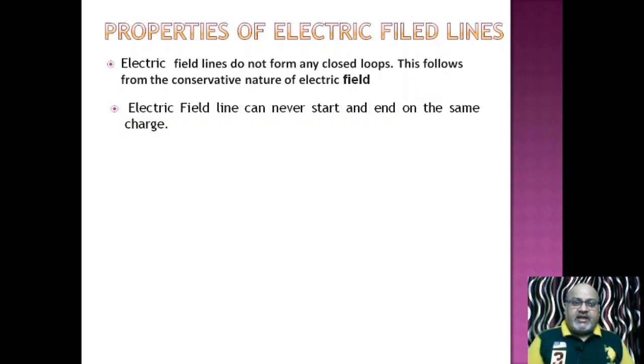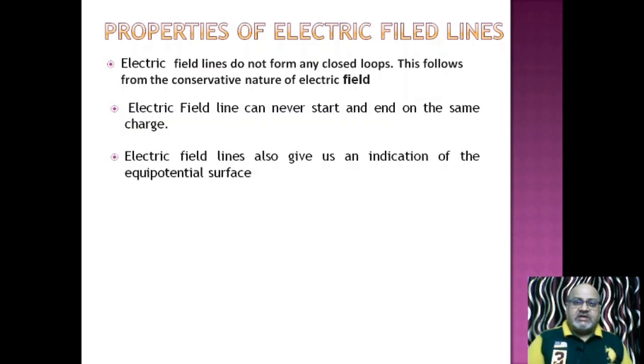Electric field line can never start and end on the same charge. Again, same thing, they do not form closed loops. If they start from positive, they will not terminate on the same positive charge. They will terminate on another charge, because electric field lines are not closed loops.